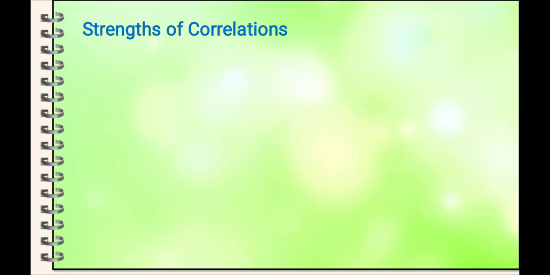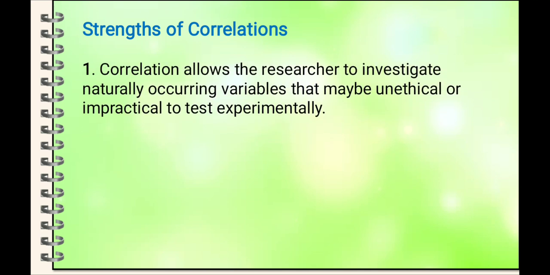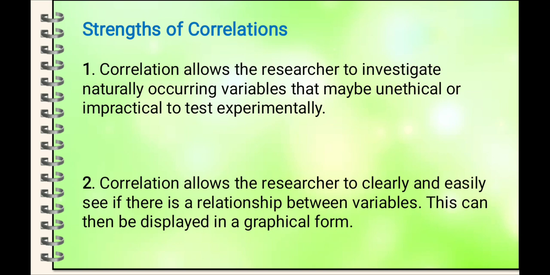What are the strengths of correlations? First, correlation allows the researcher to investigate naturally occurring variables that may be unethical or impractical to test experimentally. For example, it would be unethical to conduct an experiment on whether smoking causes lung cancer. Next, correlation allows the researcher to clearly and easily see if there is a relationship between variables. This can then be displayed in a graphical form.